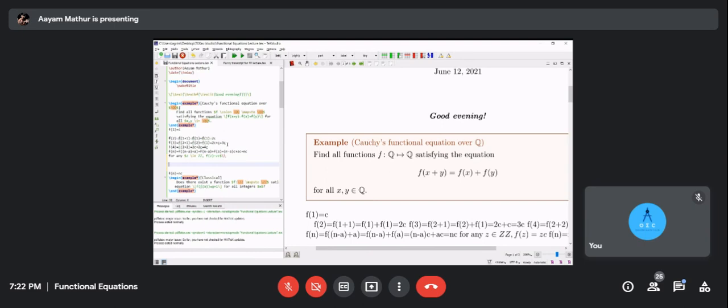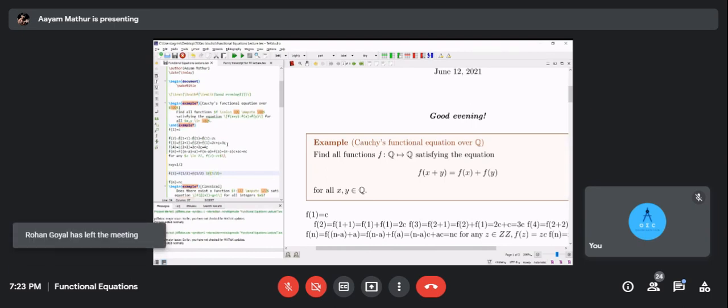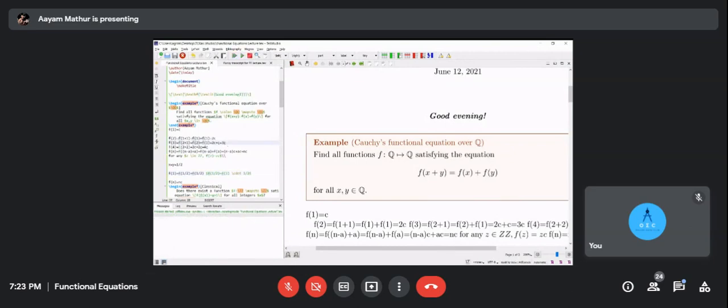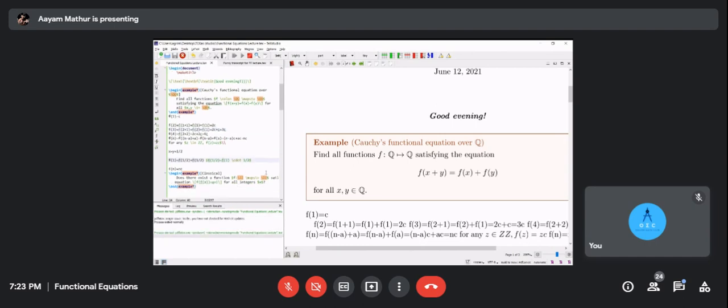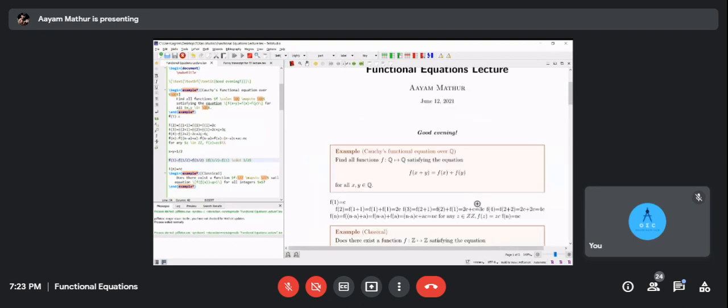On the other side you have rational numbers, so you'll get some information about rational numbers as well, right? And so after this, the most natural guess, or at least in my opinion, is x equal to y equal to 1 by 2. And what does that give you? That gives you f of 1 equals f of 1 by 2 plus f of 1 by 2. What this means is f of 1 by 2 equals f of 1 by 2. Is this clear to everyone? Yes, sir.